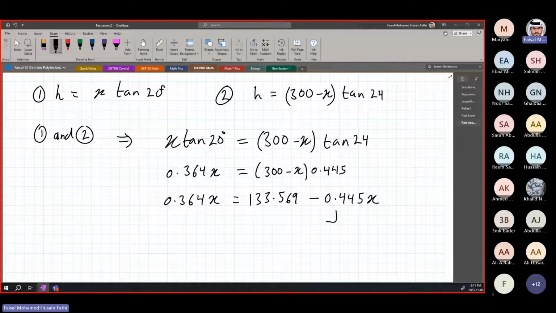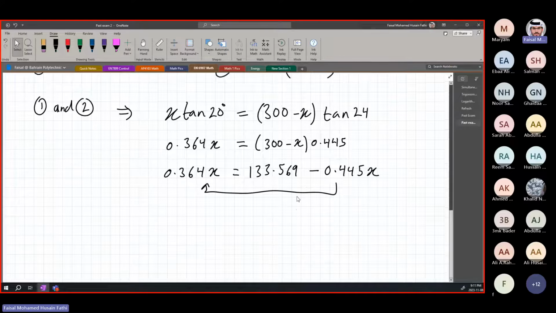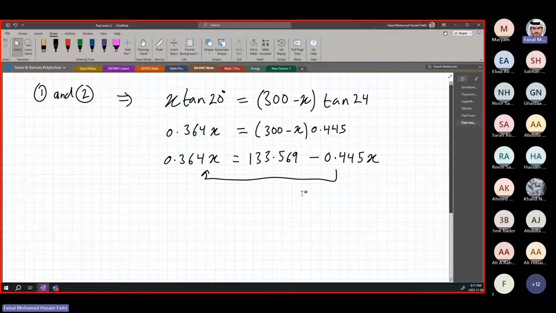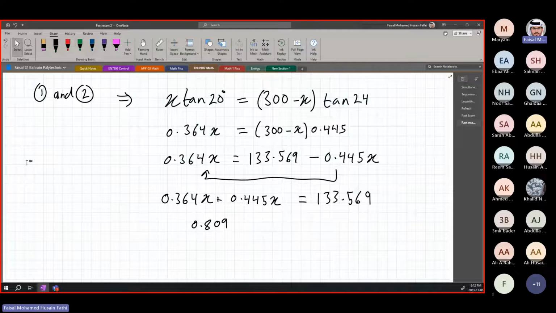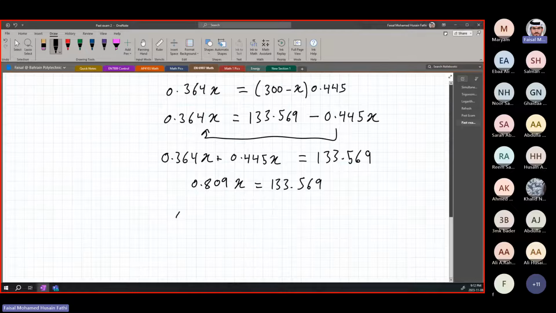Okay, let's move all the x's to one side. 0.364x plus 0.445x is going to be equal to 133.569. When we add these, 0.445 plus 0.364, it's equal to 0.809x is equal to 133.569. Now x alone, we divide both sides by 0.809.